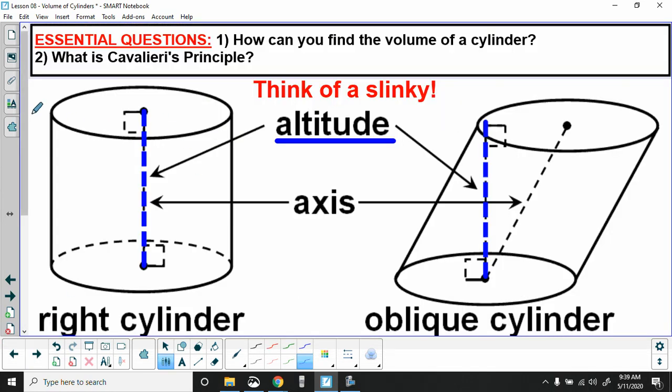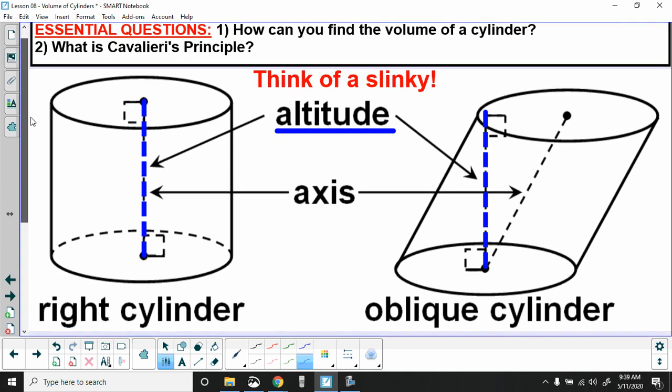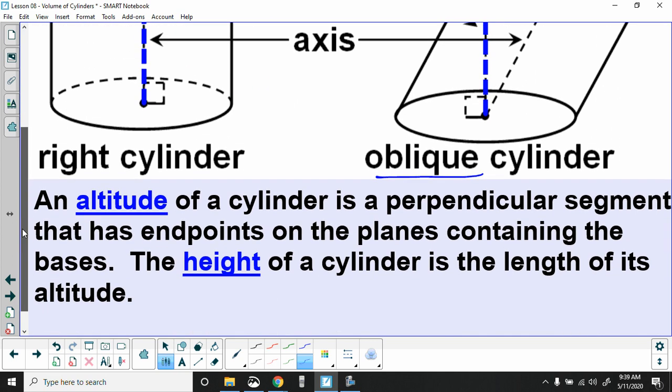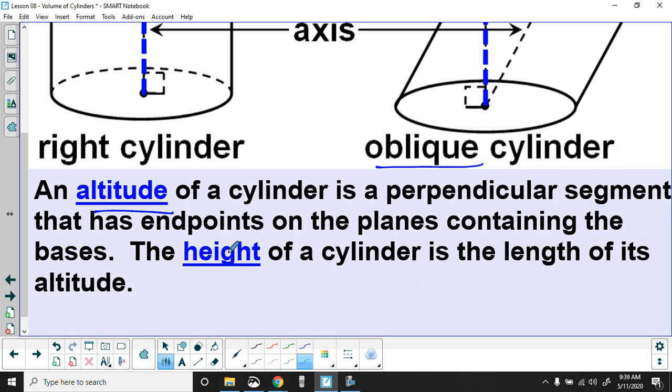So just some fun facts. If you would like to, pause the video and jot these down. You need to think of a slinky. If this is a right cylinder and this is an oblique cylinder, as you can see, the altitude is always the height of the cylinder. Even if you kinked it over like a slinky, the height will still be the same. So you want to write that down. Altitude, height.